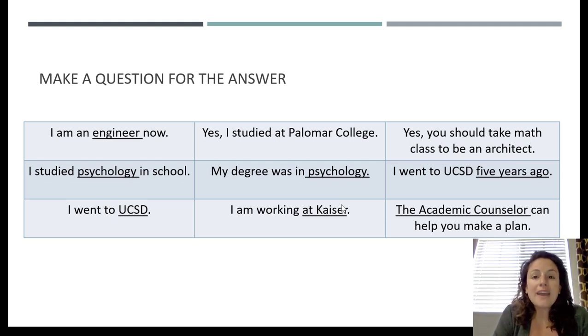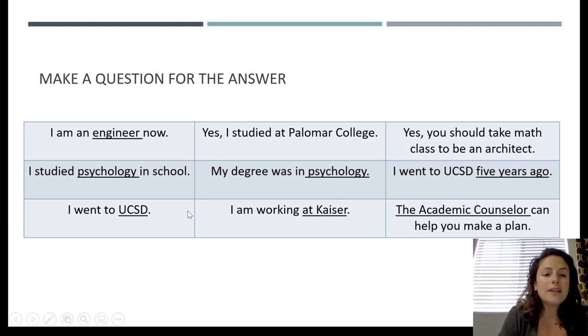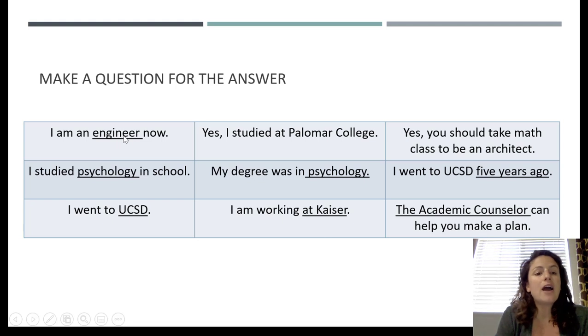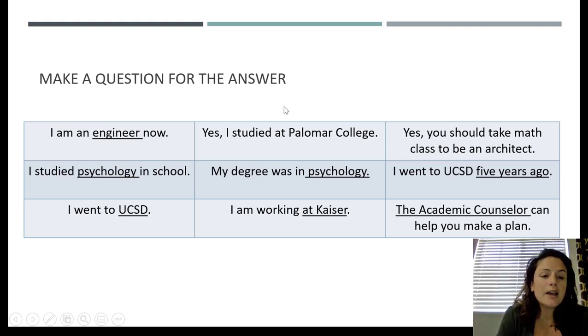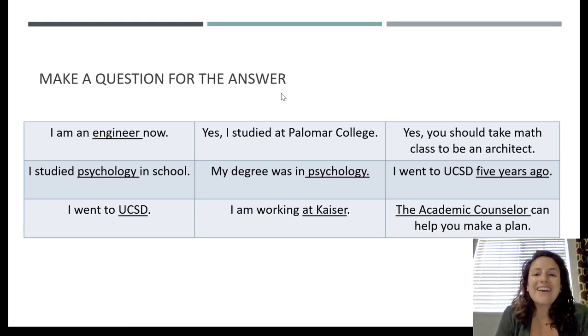Okay. On the next page, you're going to take a quiz. In that quiz, you're going to make a question for each of these answers. So for example, I am an engineer now. So this is the information I want to know, engineer. So this is what. So the question I would make is, what are you now? All right, good luck.